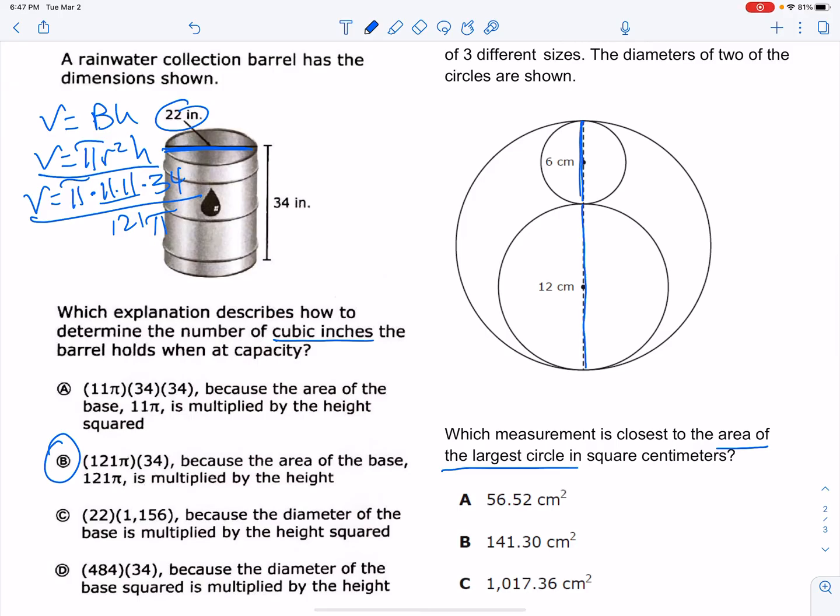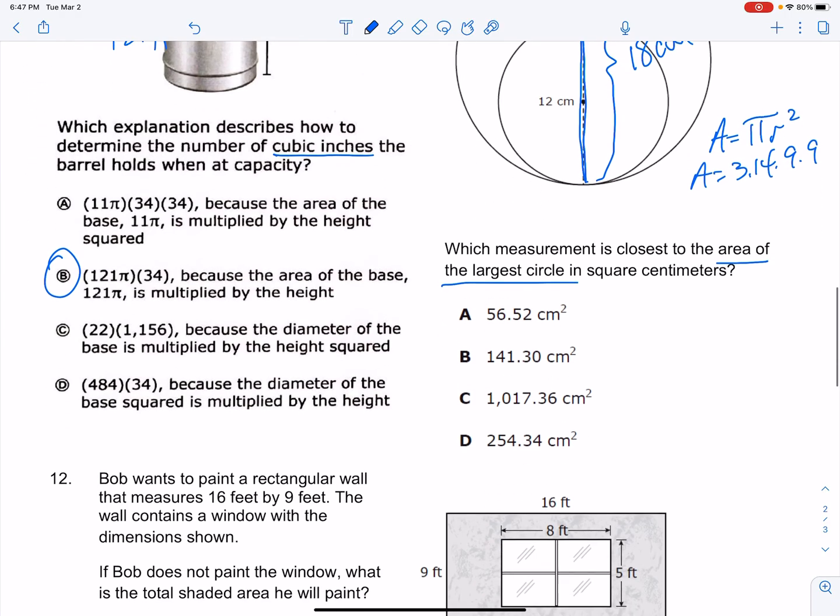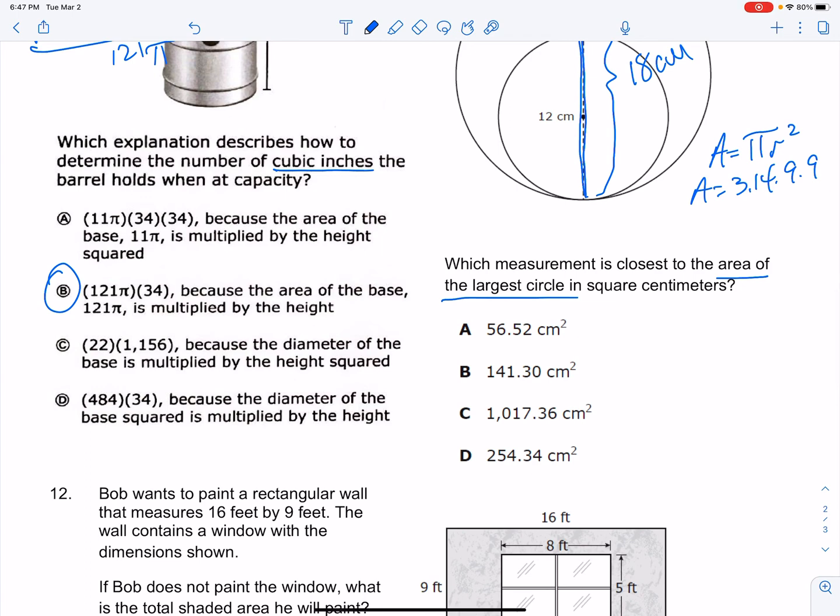If this part right here is 6 and this part right here is 12, what is the entire length? The entire length would be 18 centimeters. That would be the diameter of the big circle, which is one of the pieces I need to find. In order to find the area of that largest circle, we need to use A equals pi r squared, because it's just the area of a circle. So this one's not a volume problem, it's an area problem. Area is equal to 3.14 times, well, if the whole thing is 18, that means my radius is 9. So 3.14 times 9 times 9, and when you multiply that, you end up with 254.34, which is D. Simple as that.